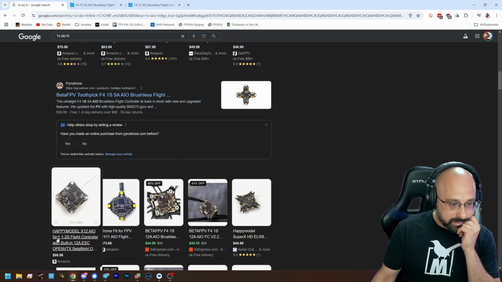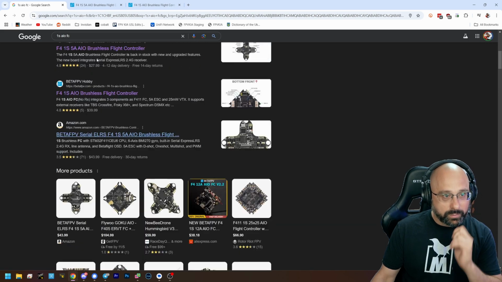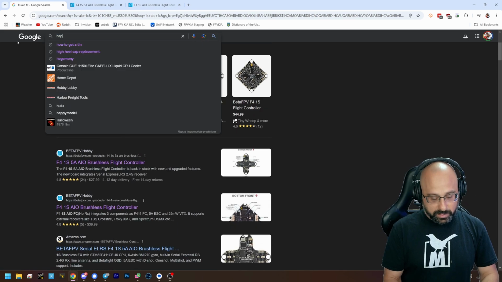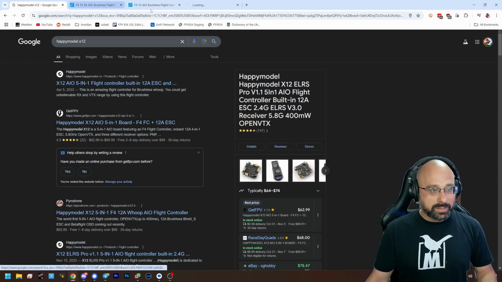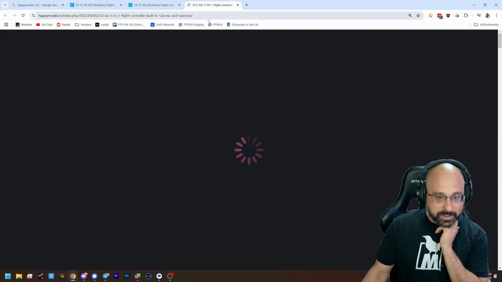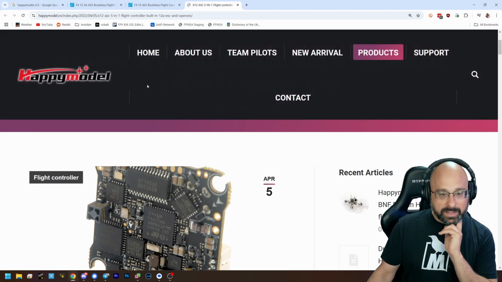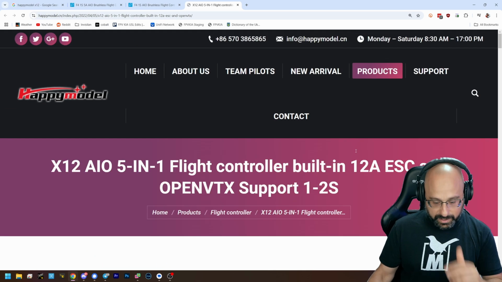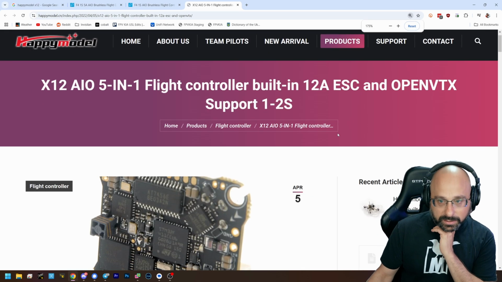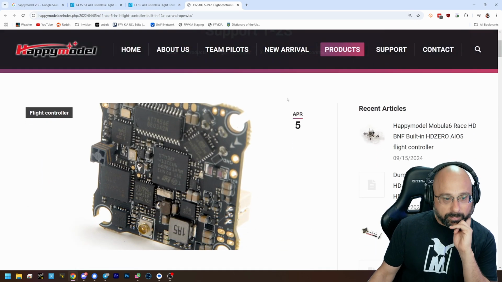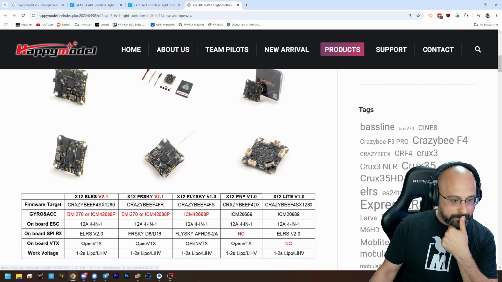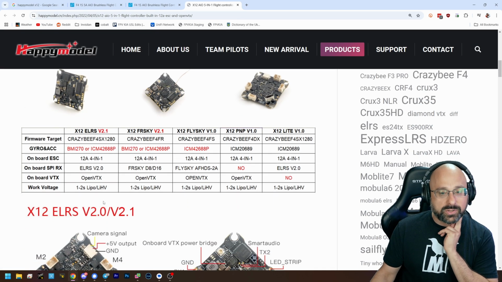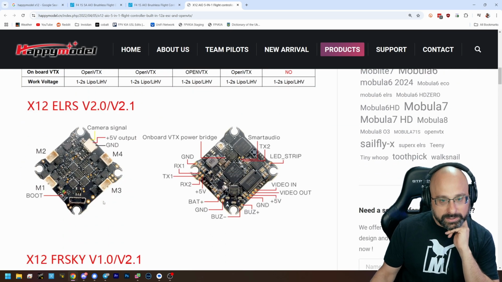Oh, hello. Happy Model X12. Is that a good one? I knew some more. This shows you how little I've thought about this question. Because I know the Happy Model X12 exists, and I didn't think of it. But now I think it's hands down better. 12-amp ESC, built-in VTX, built-in Express LRS. Is this the one? Is this the ultimate flight controller for a 1S 3-inch toothpick?